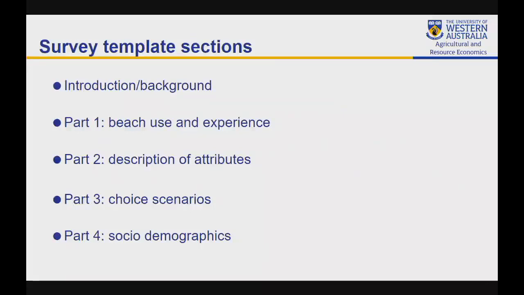So the survey templates contain all the usual stuff that you would see in a choice experiment survey. We ask about their beach uses and experience and the travel cost questions. There's a set of attribute descriptions that are generic attributes. I'll come back to that. The choice scenarios, and as I said, all of that guidance around how to construct those in terms of experimental design are there, and your socio-demos.